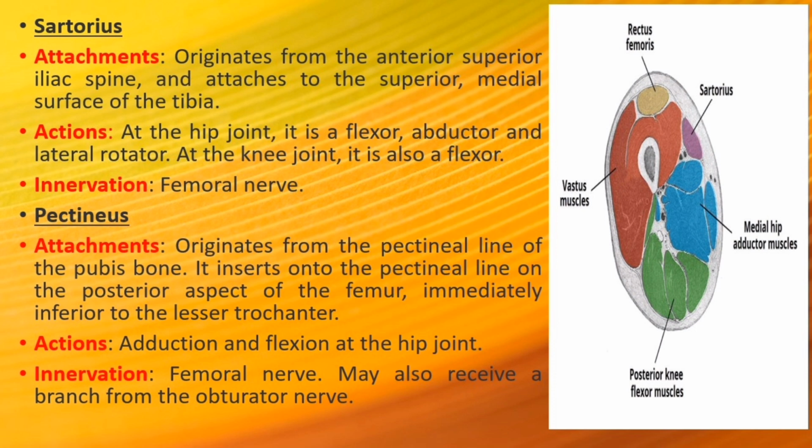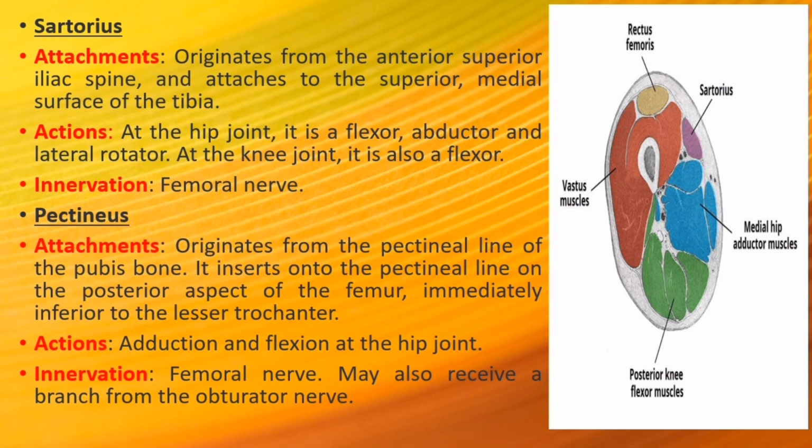It is long and thin, running across the thigh in an inferomedial direction. The sartorius is positioned more superficially than the other muscles in the leg. Attachments. Originates from the anterior superior iliac spine, and attaches to the superior, medial surface of the tibia. Actions. At the hip joint, it is a flexor, abductor and lateral rotator. At the knee joint, it is also a flexor. Innervation. Femoral nerve. Pectineus. The pectineus is a flat, quadrangular-shaped muscle which contributes to the floor of the femoral triangle.